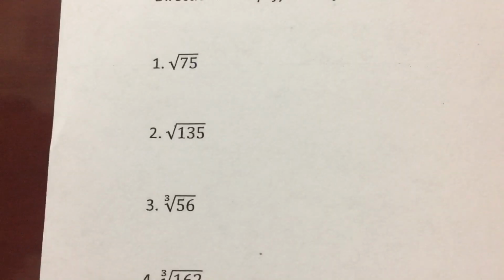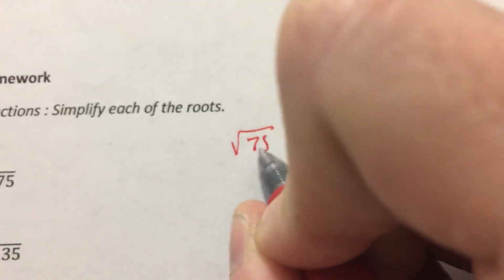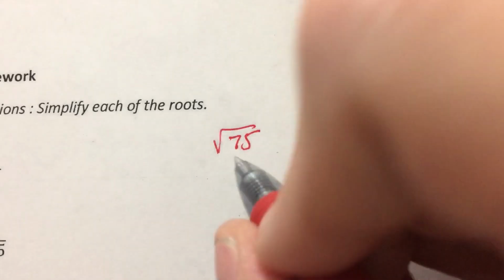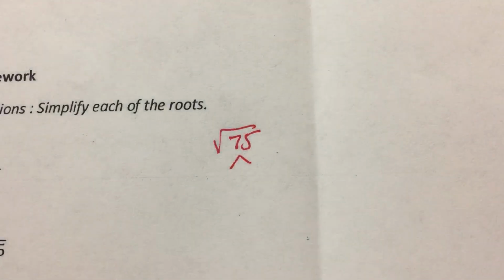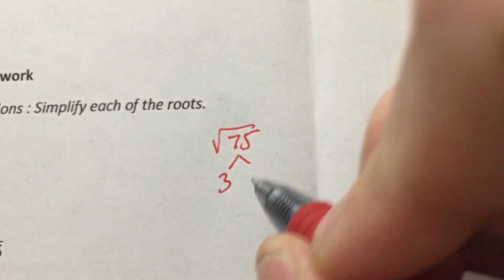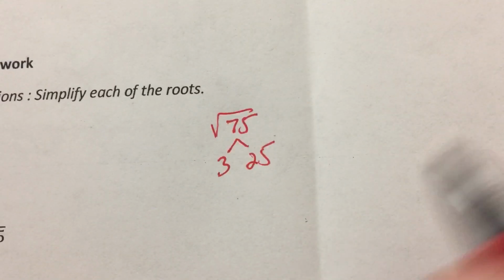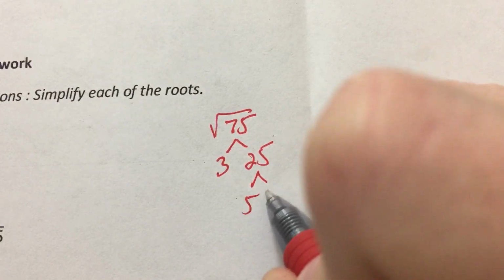I like to come out here where I have all this space to do my work, right? I don't always like cramming it in here if I don't have enough room. So I'm going to come out here to the side, and I'm looking to simplify the square root of 75. And the first thing I think about with 75 is 75 cents, right? And 3/4, or 3 times 25, would make 75 cents. 25 is 5 times 5.